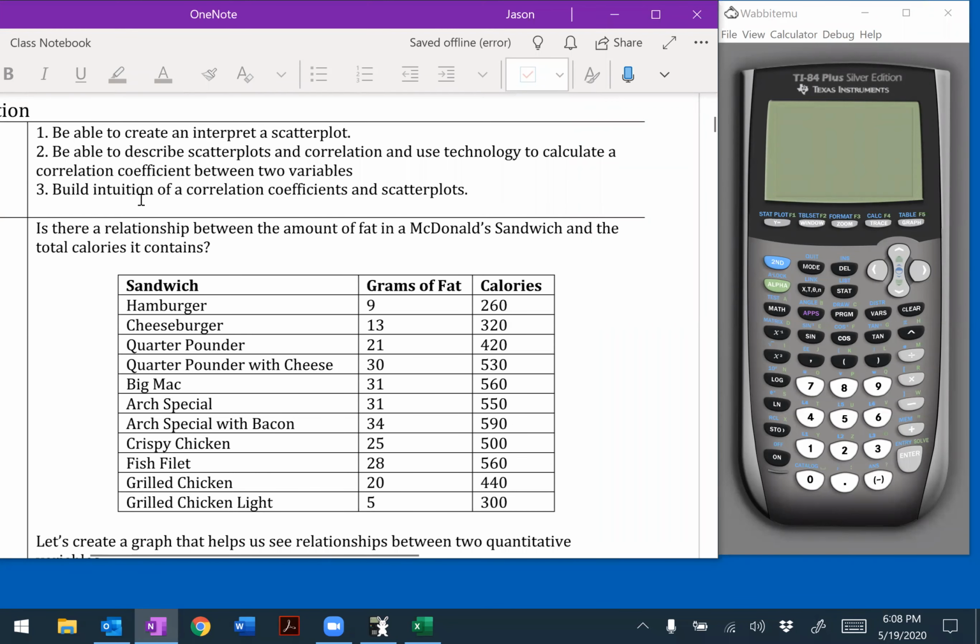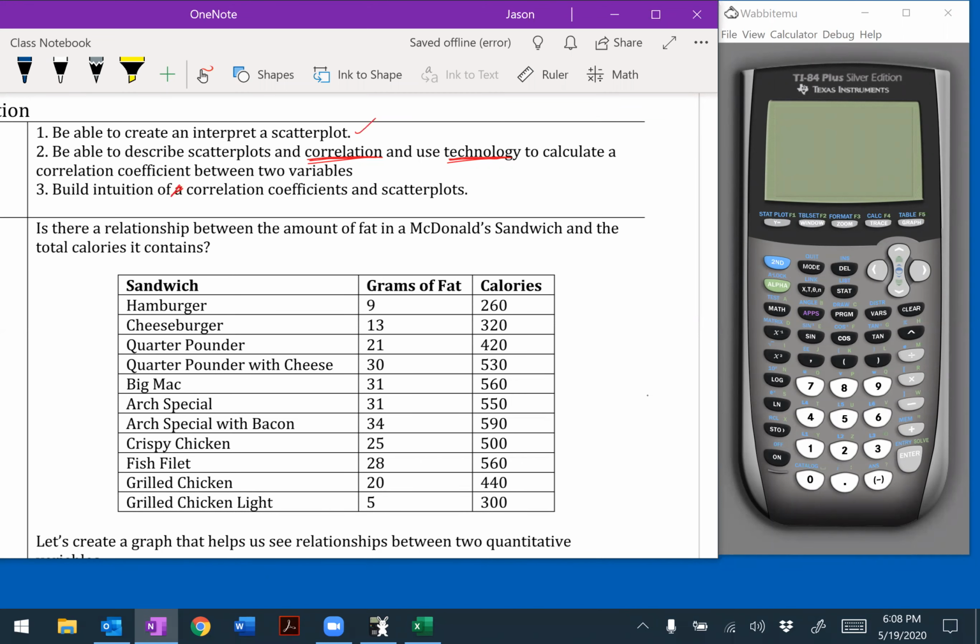So we're going to talk about correlation tonight. The first thing we want to do is be able to create and interpret a scatter plot, and describe scatter plots and correlation. We're going to define what a correlation coefficient is, and use technology to calculate the correlation coefficient between two variables. We'll also build intuition of correlation coefficients and scatter plots.